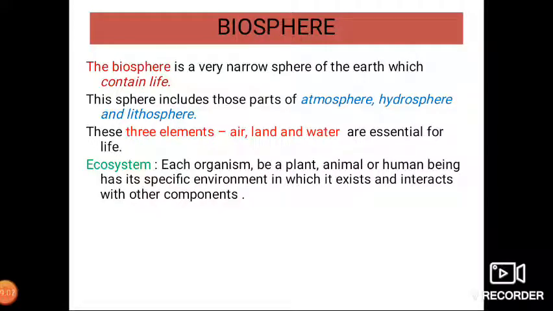Now let's see what an ecosystem is. Each organism, be it a plant, animal or human being, has its specific environment in which it exists and interacts with other components. So this is called an ecosystem.